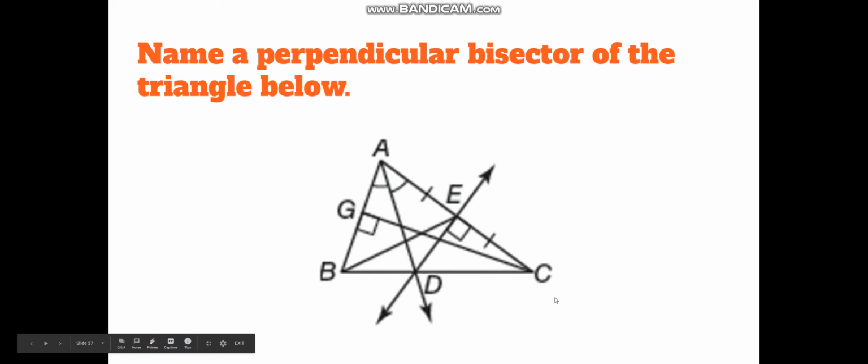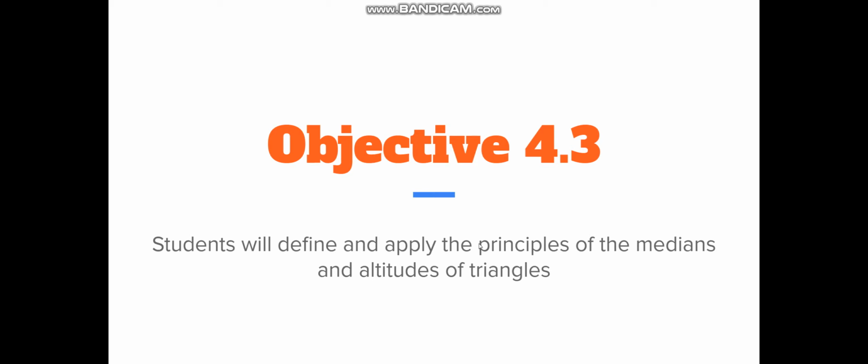Okay, so if you flip your page, we're going to go straight into 4.3, medians and altitudes of triangles. And these are actually really similar, okay? Circumcenter was all about drawing your perpendicular bisectors and finding where they intersect. Incenter was all about drawing your angle bisectors and finding the place where they intersect. This time, we're going to talk about medians and altitudes and the centroid.